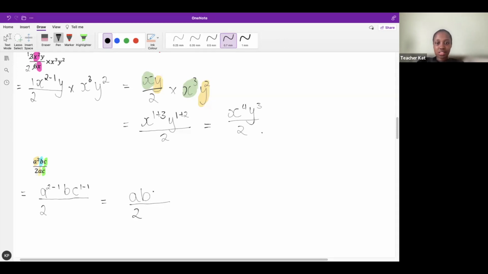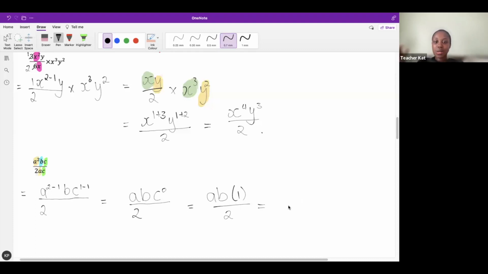What's that going to give us? C to the power of 1 minus 1 is going to give us? No. What's 1 minus 1, guys? 0. But we know that anything to the power of 0 is 1. So then this whole thing becomes 1. So it'll be AB times 1 over 2, which will then be what?